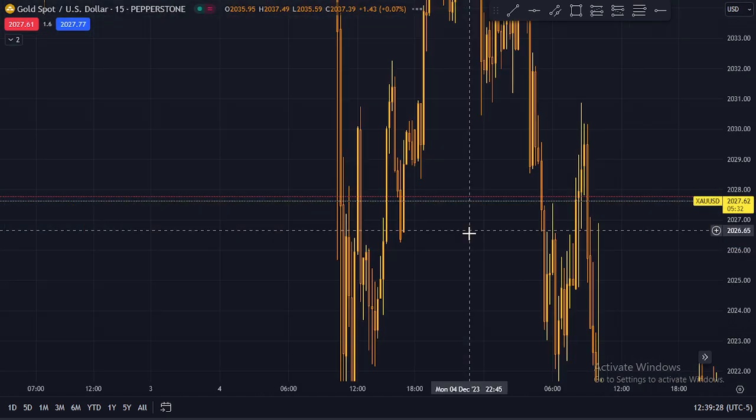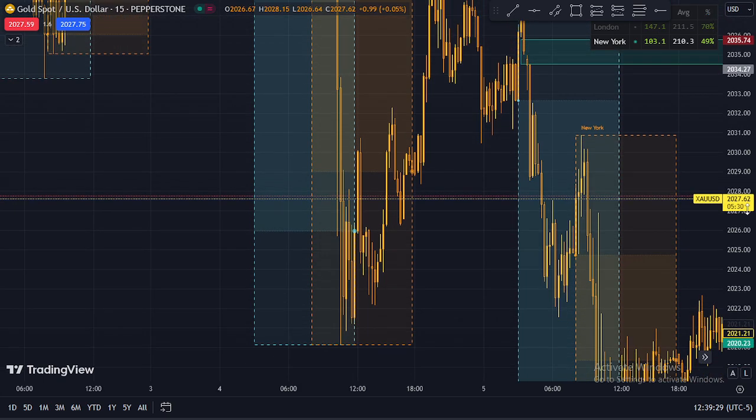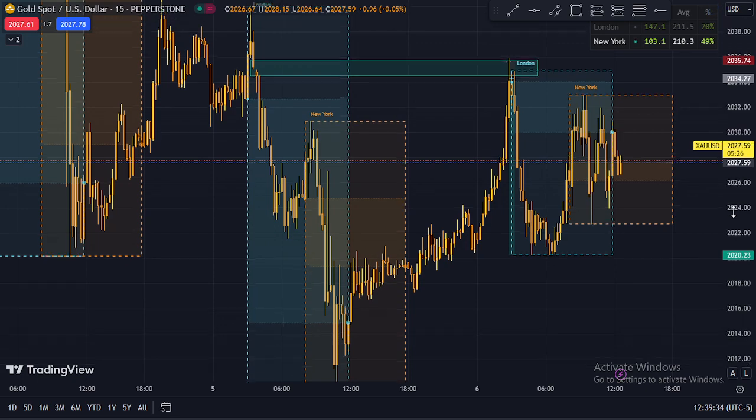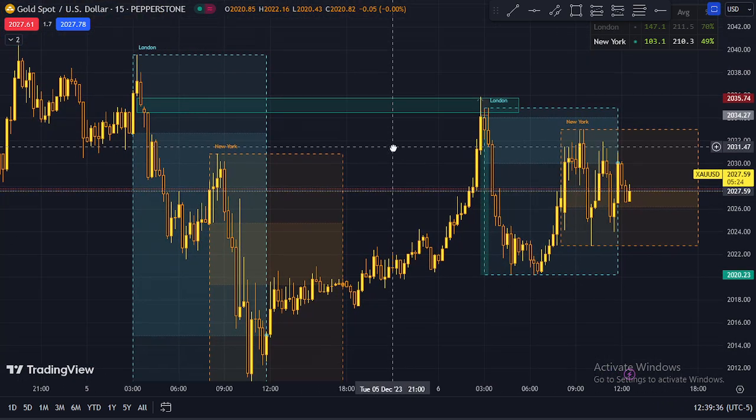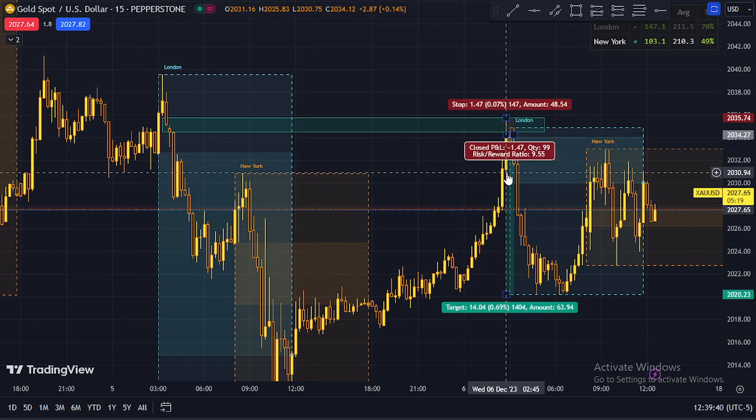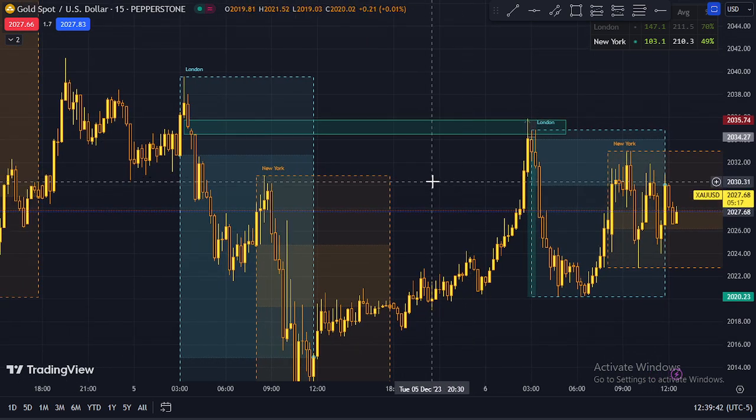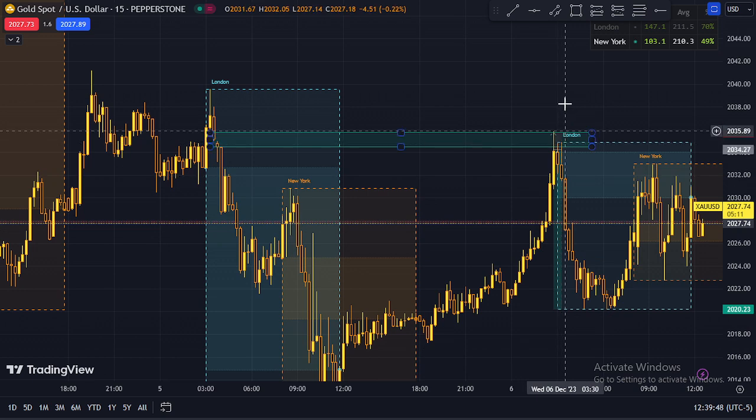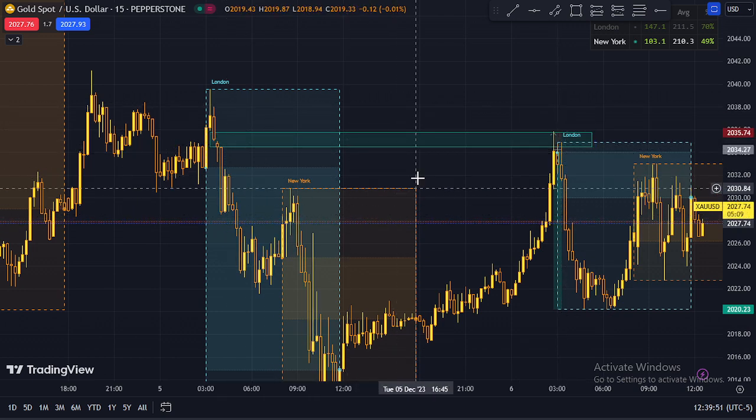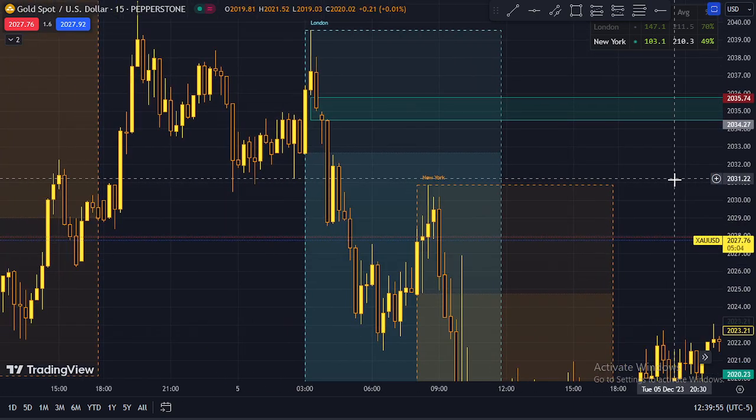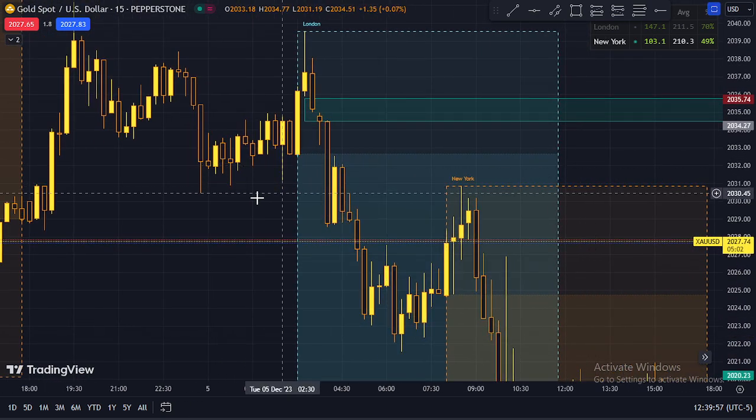So let's go to 15 minutes. During the London Open, which is in reference and in alignment with the kill zone, price went up into, as you can see, we had... Now there's a difference between an imbalance.